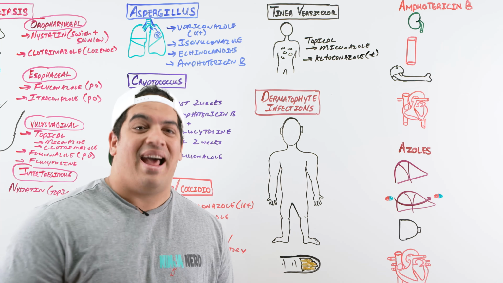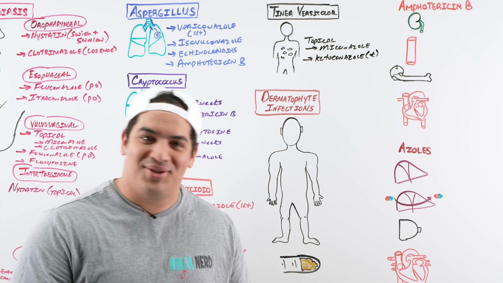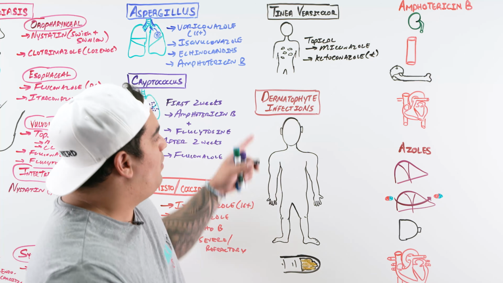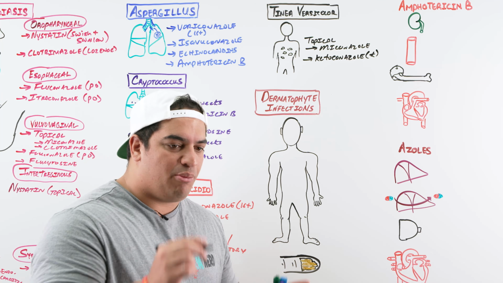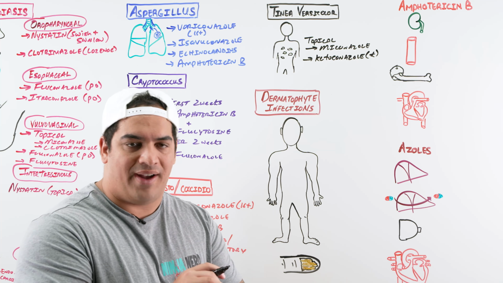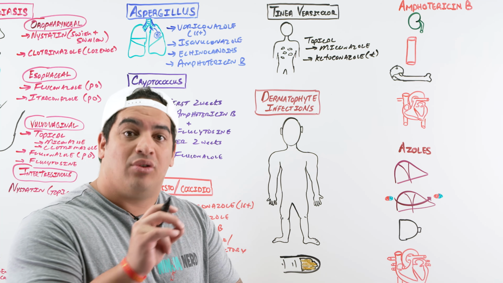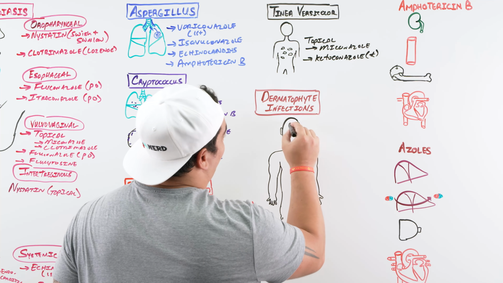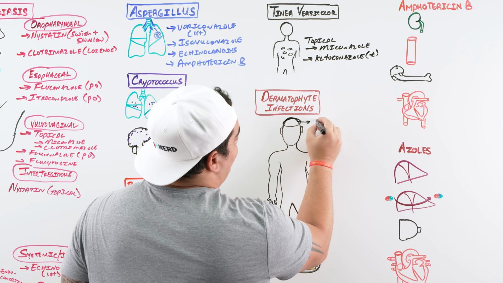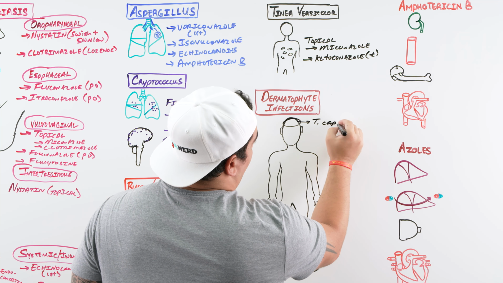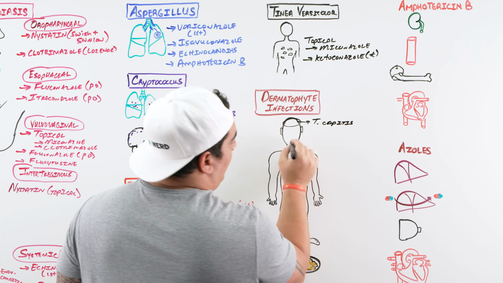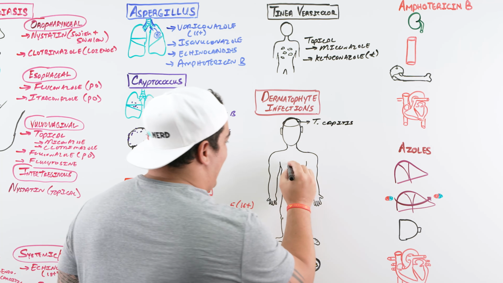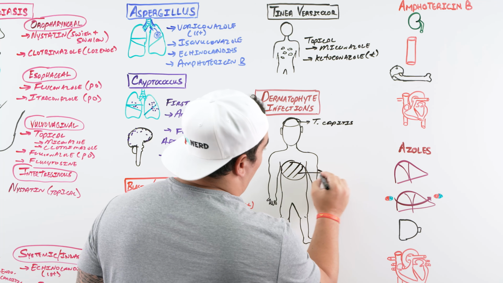The last one is your dermatophyte infection. So these are also your tinea infections, but we don't consider tinea versicolor to be a part of this one. With the dermatophyte infections, these are your superficial fungal infections, and where the infection is determines what kind it is. So really quickly, if it's near the head, we call that tinea capitis. If it's near the beard region, we call it tinea barbae. If it's near the body, we call that tinea corporis.